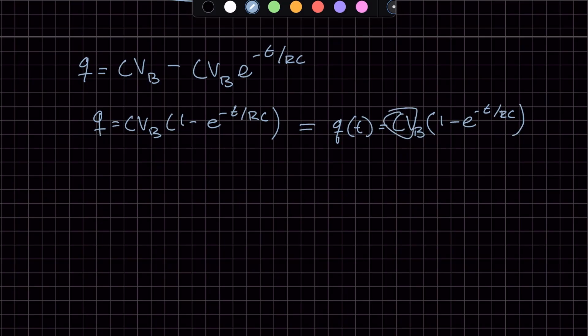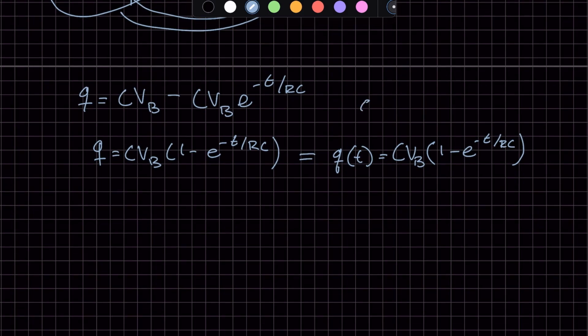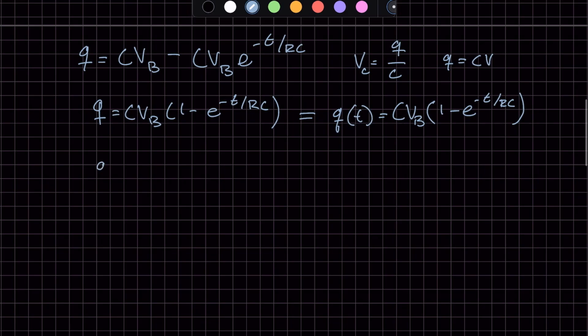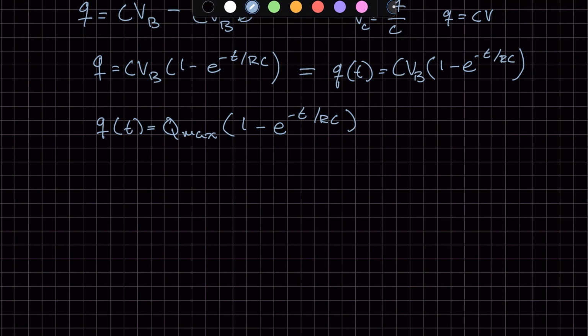And then this CVB may look familiar, right? We said earlier that V of a capacitor is equal to Q over C. So if we multiply the C over, we get Q is equal to C times V, where in this case, because it's the voltage of the battery, this is where the voltage of the capacitor is at max, meaning you will have the maximum amount of charge on that capacitor that you can have. So this is just Q max. So we get Q of t is equal to Q max times 1 minus e to the negative t over RC. And this is truly beautiful.